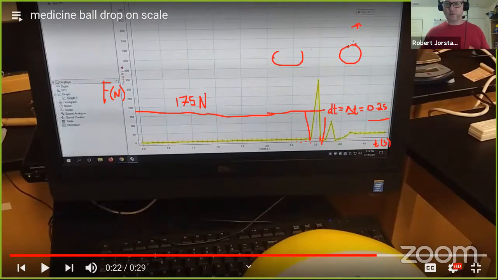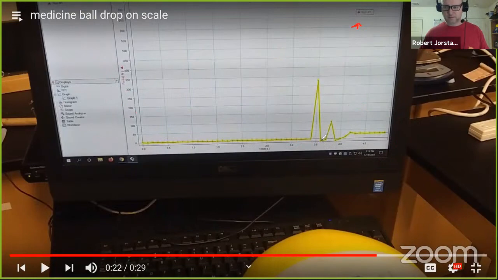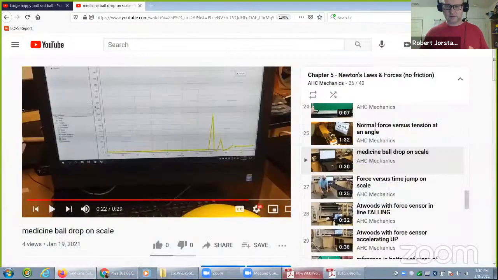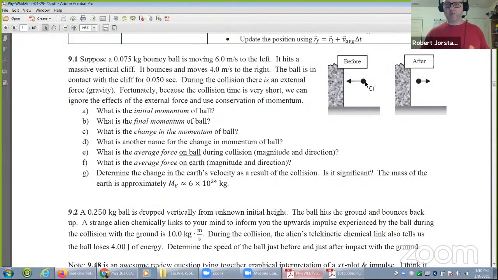Now, if we go back to our worked problem here, in this one we see we lost a little bit of speed, but not nearly so much. So this collision is more elastic, as we say. More on that in a minute.